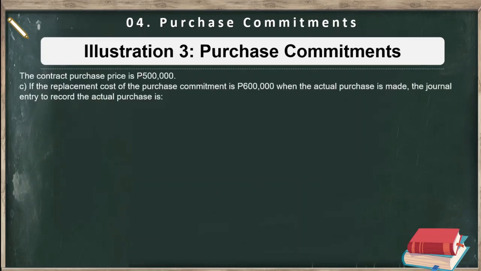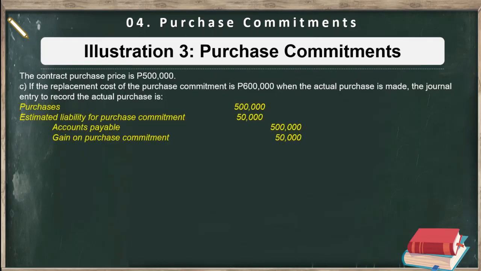Let's continue the assumption. So again, the contract price is 500,000. And then what if the replacement cost of the purchase commitment is 600,000 when the actual purchase is made? So mas dako pa kaysa sa contract price nga 500,000. What would be the entry? So debit purchases. Okay? And you close the estimated liability for purchase commitment.